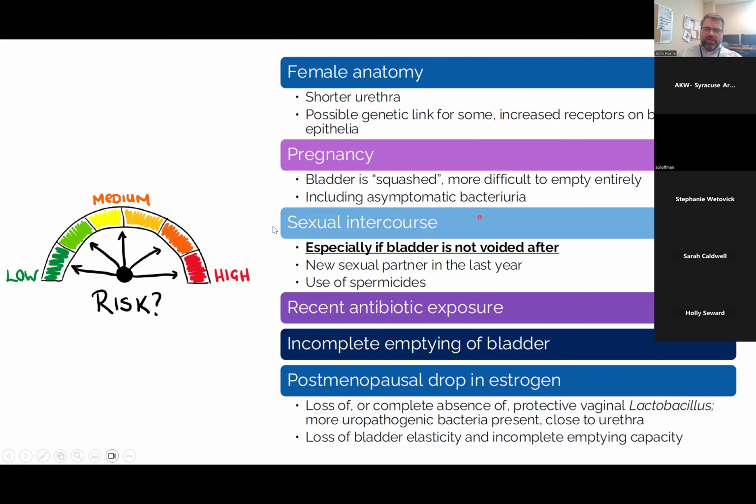Now, what is the risk? Why are some people at higher risk, or what puts people at risk? The female anatomy with a shorter urethra makes it possible for bacteria to get up into the bladder more easily. Pregnancy, sex, recent antibiotic exposure.